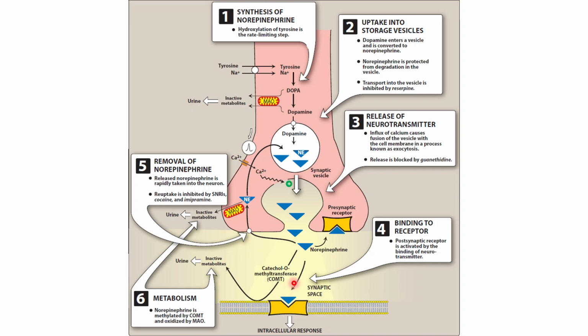inactivated by the catechol-O-methyltransferase, or COMT. So this enzyme inactivates the catecholamines, and norepinephrine is also a catecholamine, and the inactive metabolites are excreted by urine. Also the norepinephrine can be taken up again by the neuron, so it can store it in the vesicle again.